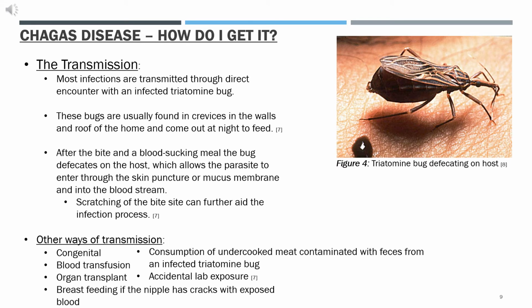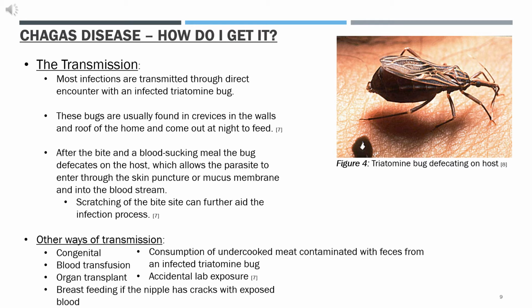So I'm sure by now you're wondering, how do I get Chagas? Well, let me tell you. Most infections are transmitted through direct encounter with the infected bug, and these bugs are usually found in the crevices of walls and roofs of the home, and they come out at night to feed. Once the bug has found its host, it'll engorge itself on the blood of the host, and after it's done, it'll defecate on the puncture site, which allows the parasite to enter the host's bloodstream. Scratching will further aid this infection process.